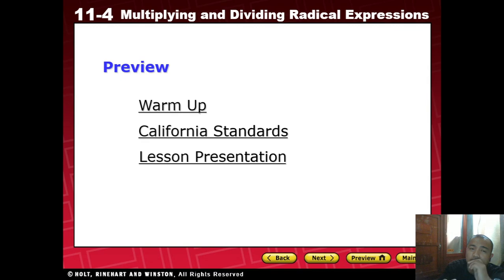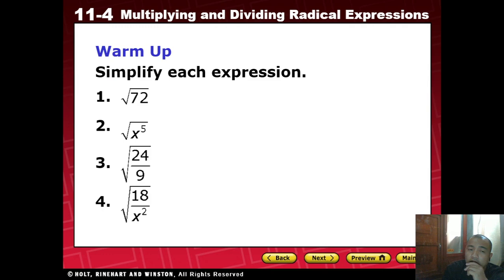Last time we discussed how to add and subtract radical expressions. Now let us also learn how to multiply and divide radical expressions. Okay, let's first have a warm up from our lesson last time.